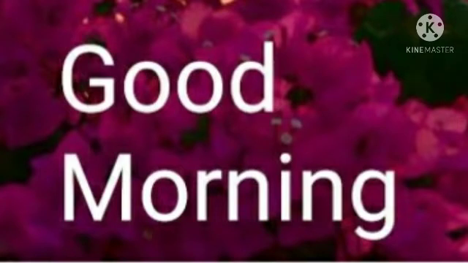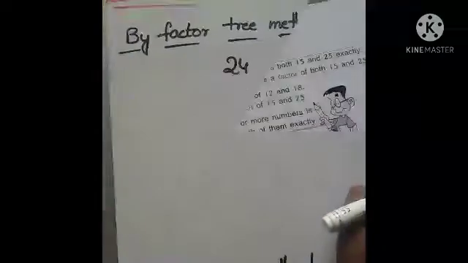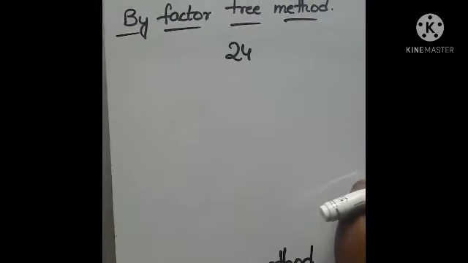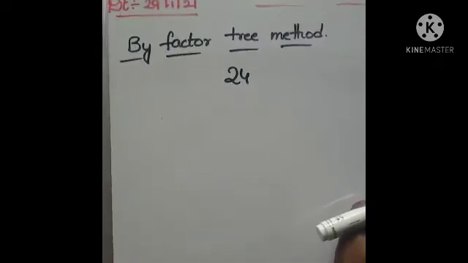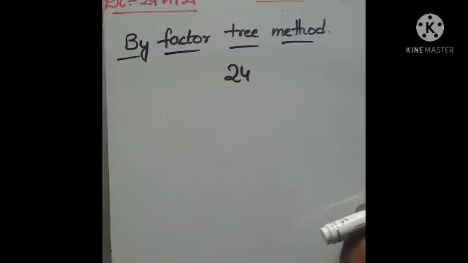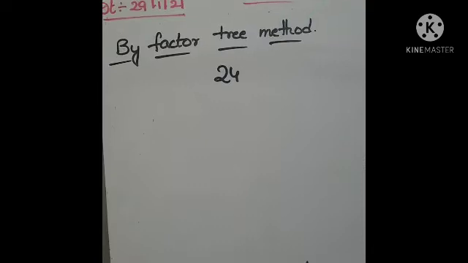In the previous class, we discussed prime and composite numbers. Today, we will discuss finding prime factors and the factor tree method. There are two methods for prime factors. The first one is the factor tree method. Let us find the prime factors of 24 by the factor tree method.